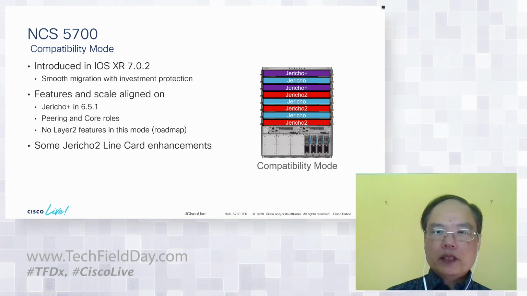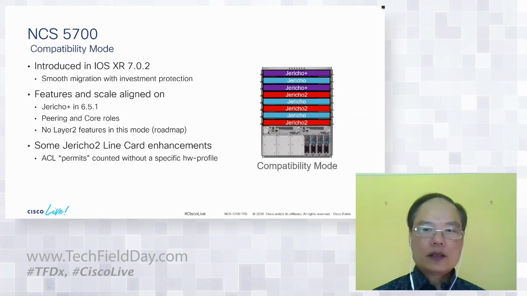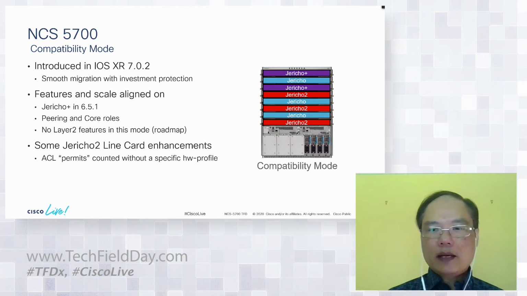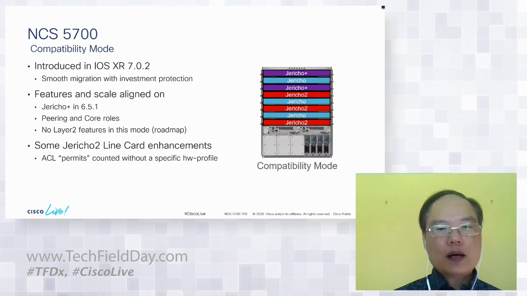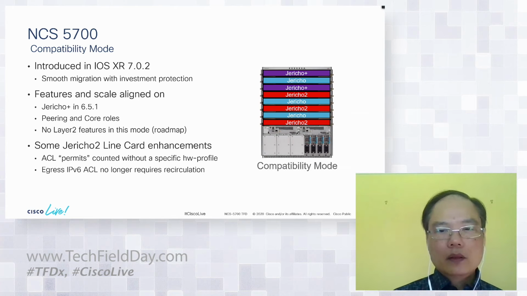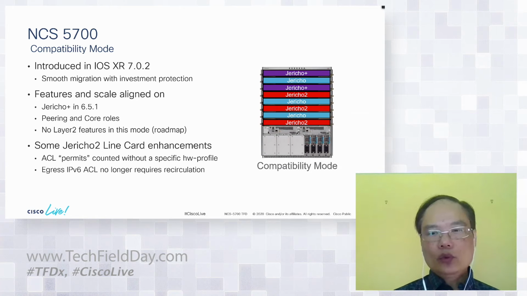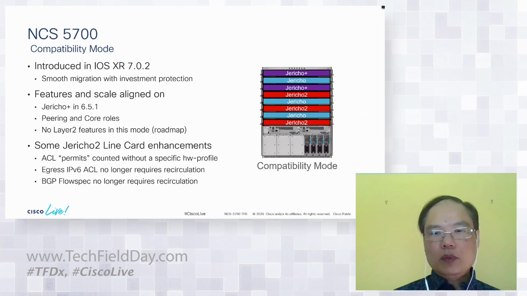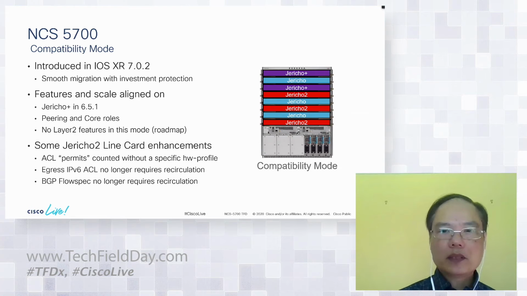But even in compatibility mode, there are some enhancements possible for the Jericho 2-based line cards, such as ACL permit counters without specific hardware profile, or egress IPv6 ACL now does not need recirculation. And BGP flowspec does not need recirculation. So these enhancements are there even in compatibility mode.